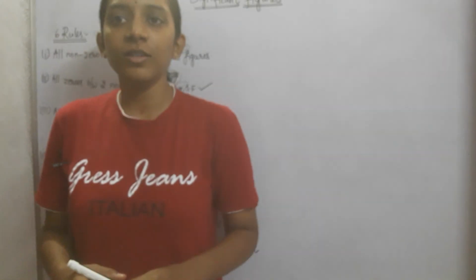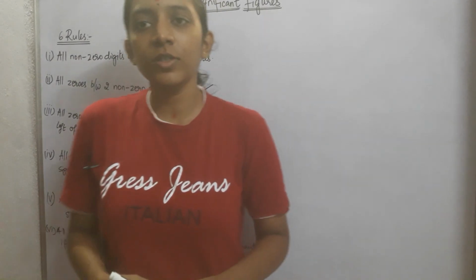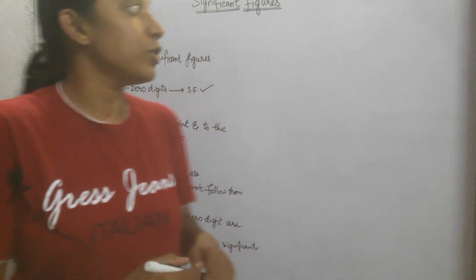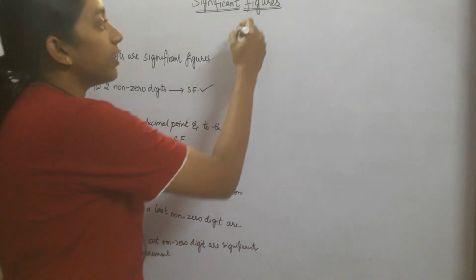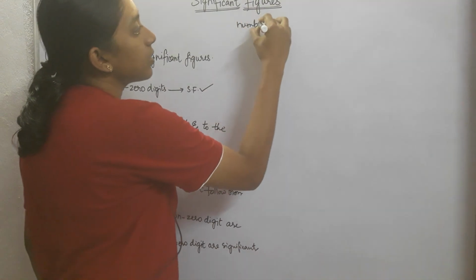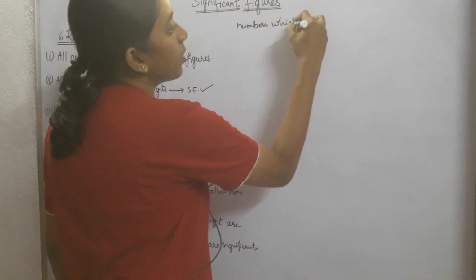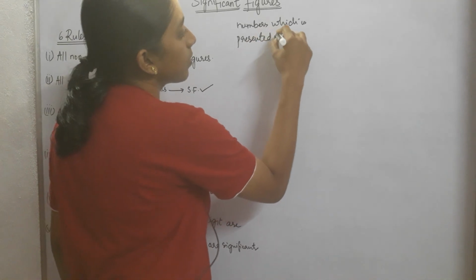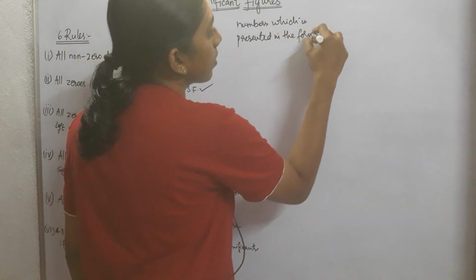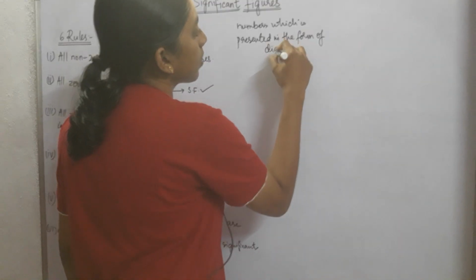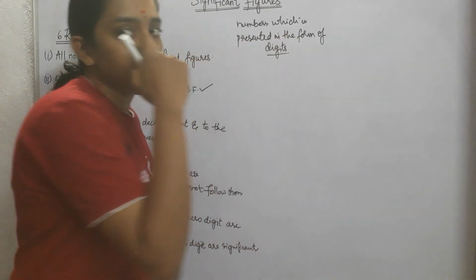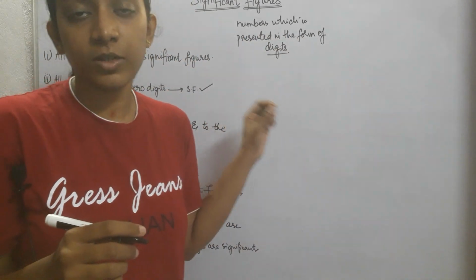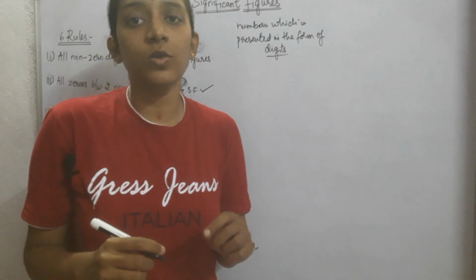Today we will be learning significant figures. So first of all, what are significant figures? Significant figures are used to establish the numbers which are presented in the form of digits. To know the number of significant figures present in a value, we have to follow 6 rules.